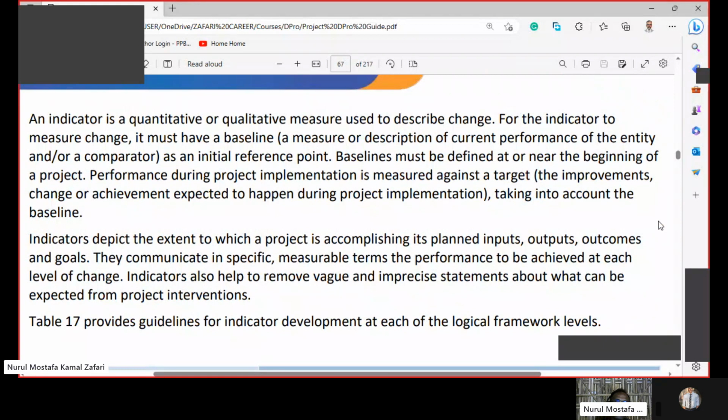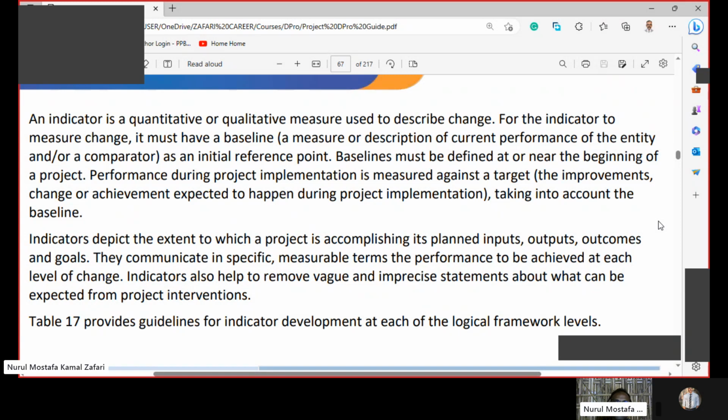An indicator is a quantitative or qualitative measure used to describe change. For the indicator to measure change, it must have a baseline, a measure or description of current performance of the entity, and/or a comparator as an initial reference point.